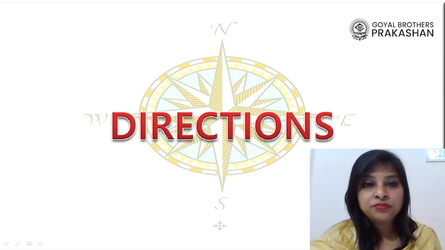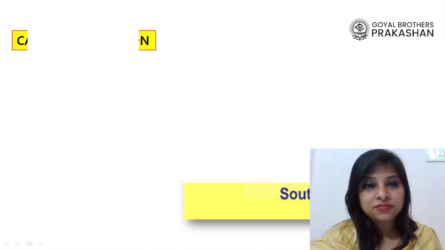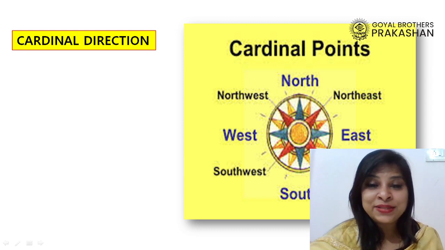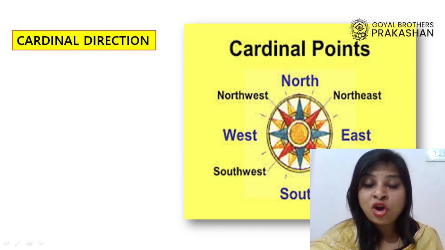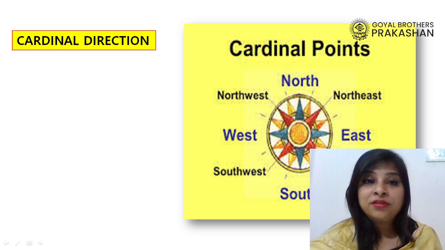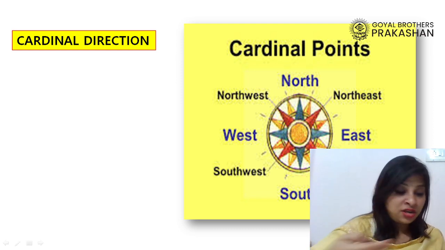Directions. Cardinal directions. Cardinal directions have more than the normal direction, which has north, south, east and west. Cardinal points have further sub-directions, subdivided into more directions, and then it will show northeast, northwest, southwest, southeast also. So, this is our cardinal direction map.